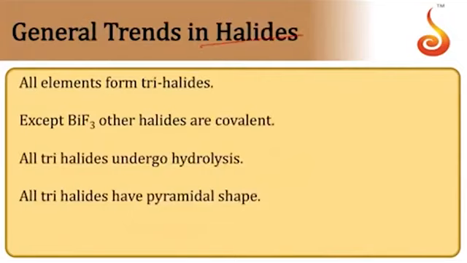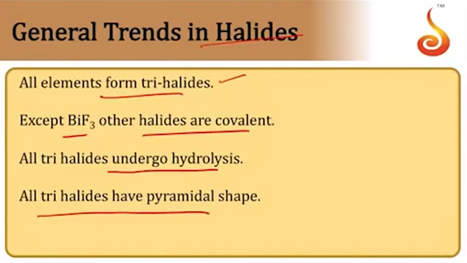Then halides now. All elements form halides. Actually, two types of halides are there, trihalides and pentahalides. All are forming trihalides. Except BiF3, all other halides are covalent in nature. BiF3 comes under ionic molecules, and the rest of them are covalent. All trihalides undergo hydrolysis, and all trihalides have a pyramidal shape.